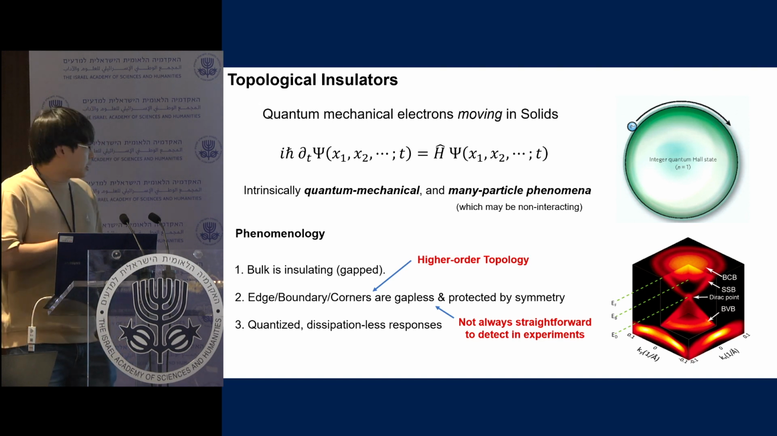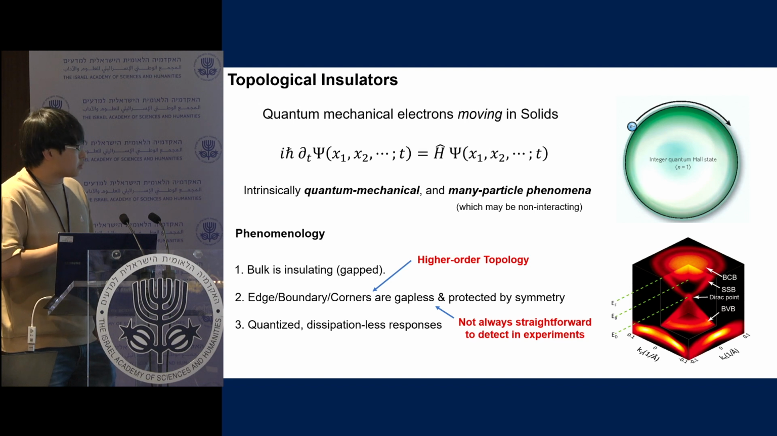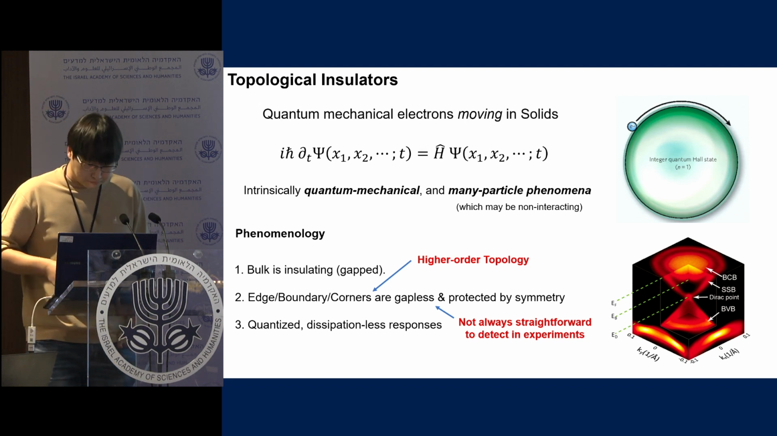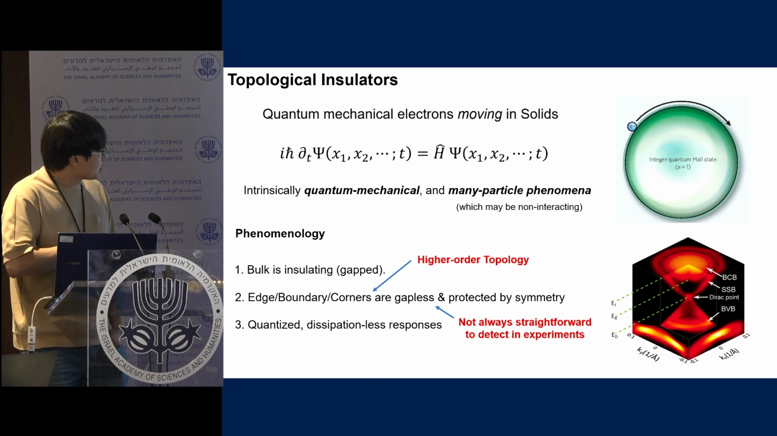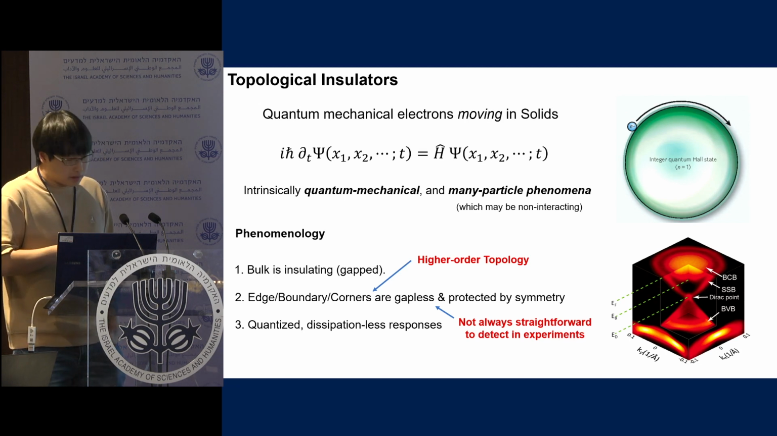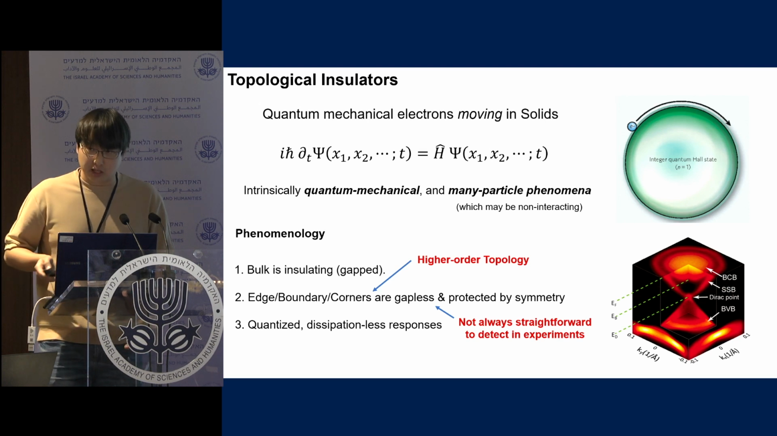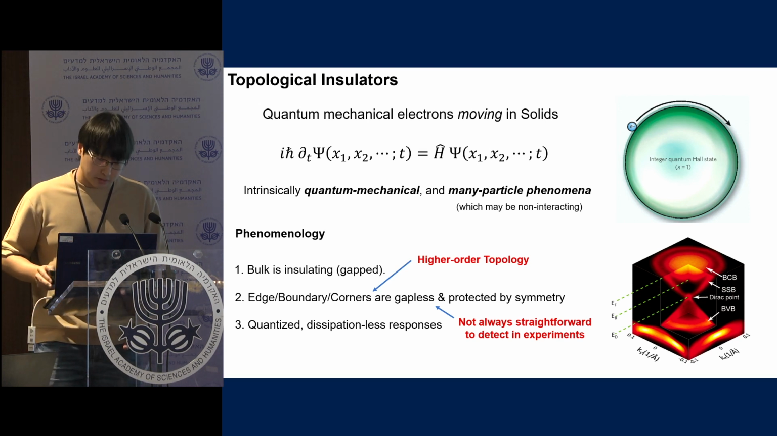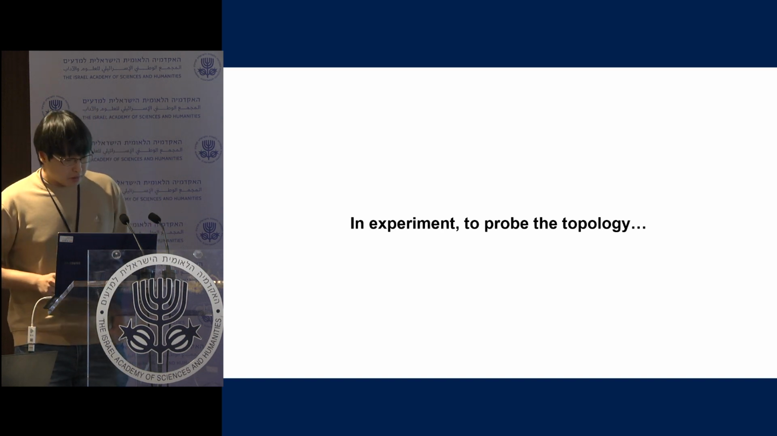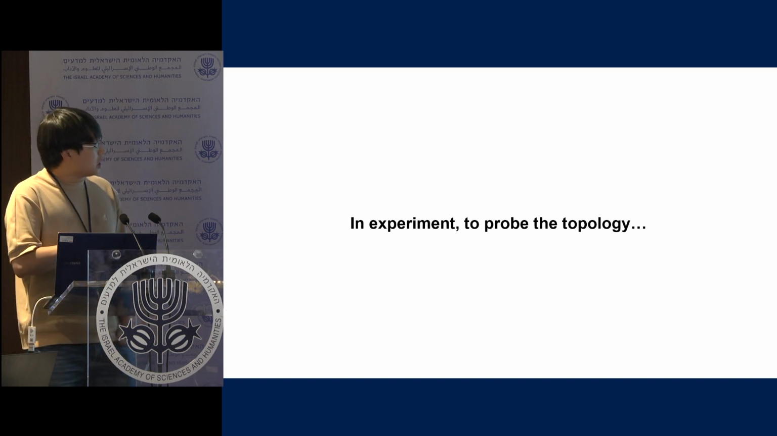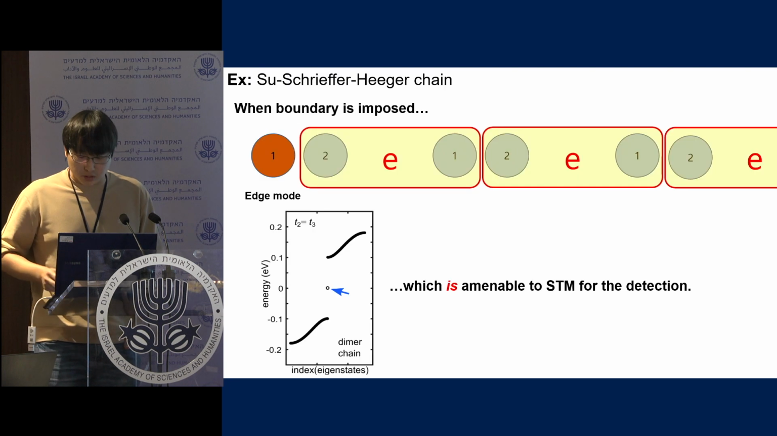And sometimes they come with quantized dissipationless responses, like the quantum Hall states. But the point that I'm going to tell you is that these states are not always easily detected, and direct detection of topological insulators in theory and experiments is not always straightforward. So let's start with the experiments. What do we do to probe the topology?